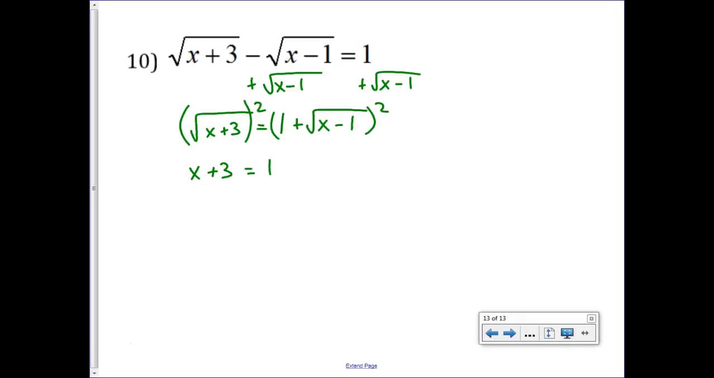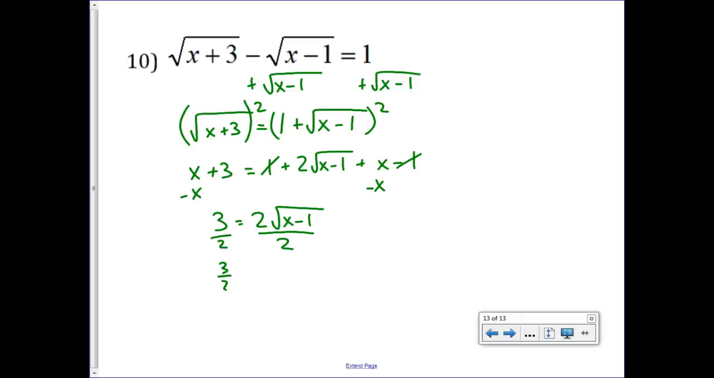Then I have double, so 2 radical x minus 1. Again, if you're more comfortable foiling, do that. And then x minus 1, the square root squared is just x minus 1. So I'm going to subtract my x's from both sides. What I want you to notice is these 1's cancel. The x's then cancel, so I get 3 equals 2 square root of x minus 1. So then I'm going to divide by 2. So 3 halves is equal to the square root of x minus 1.